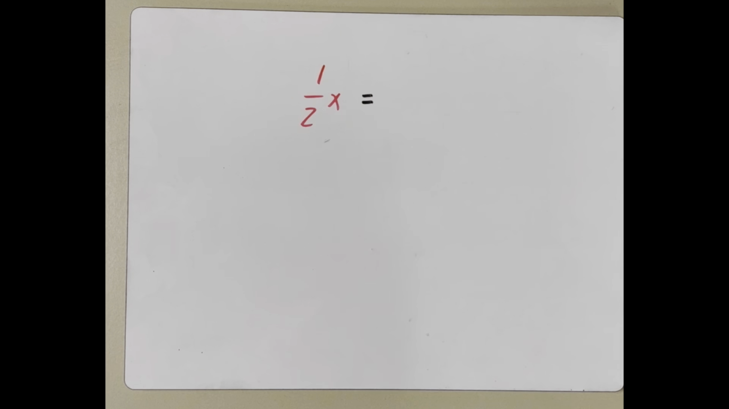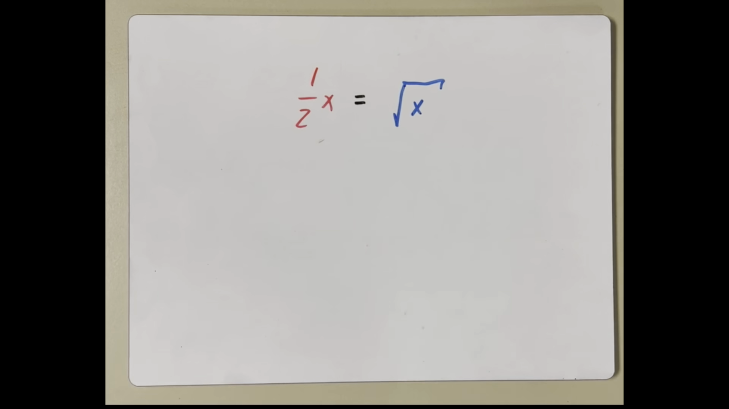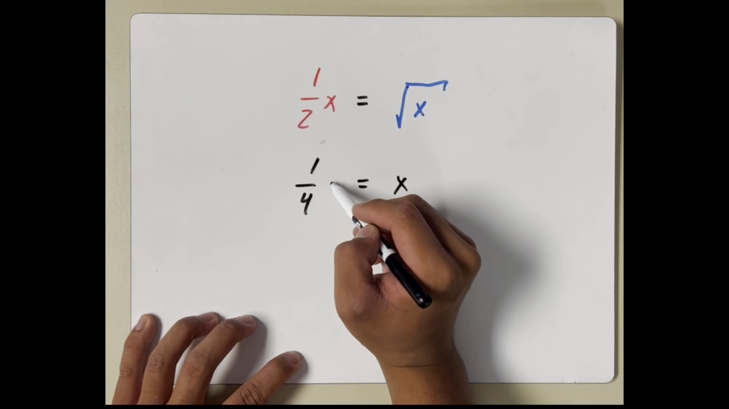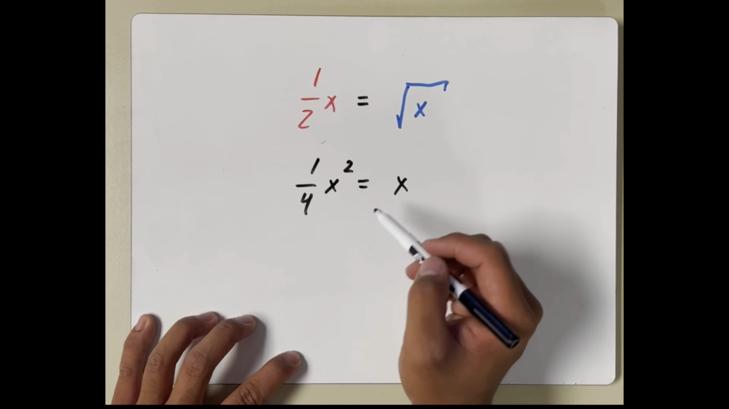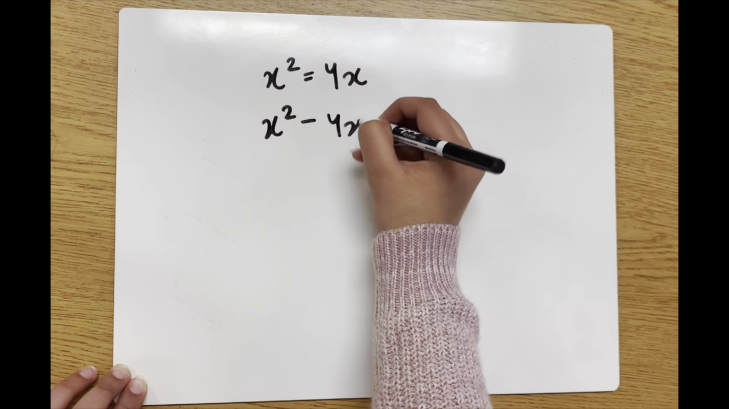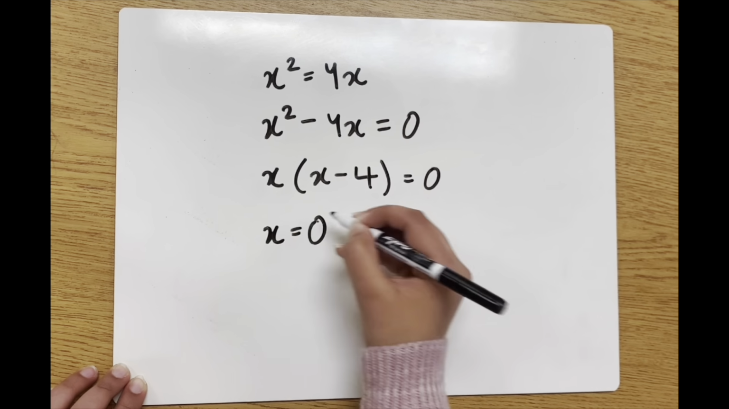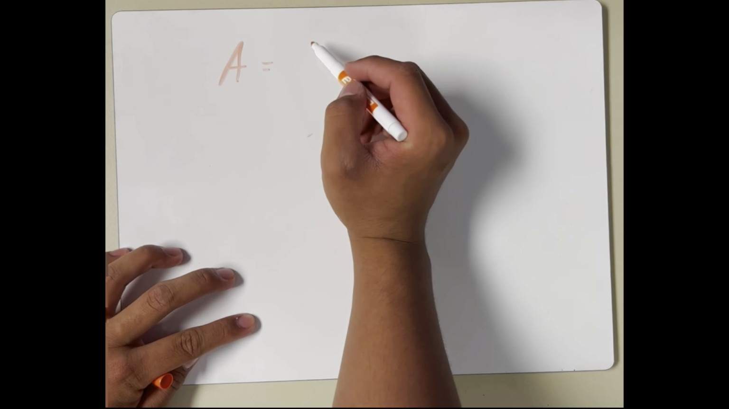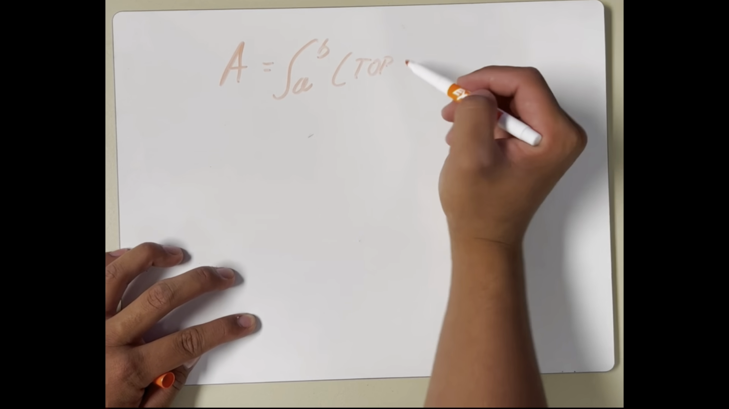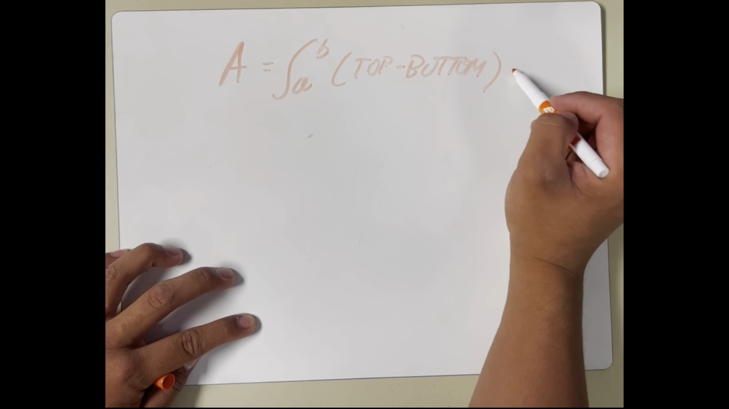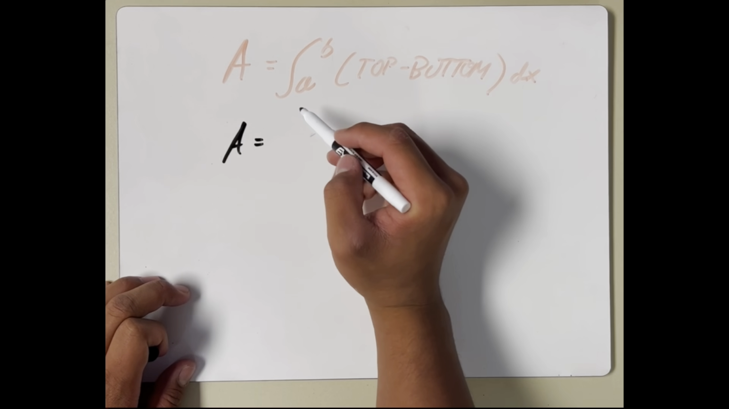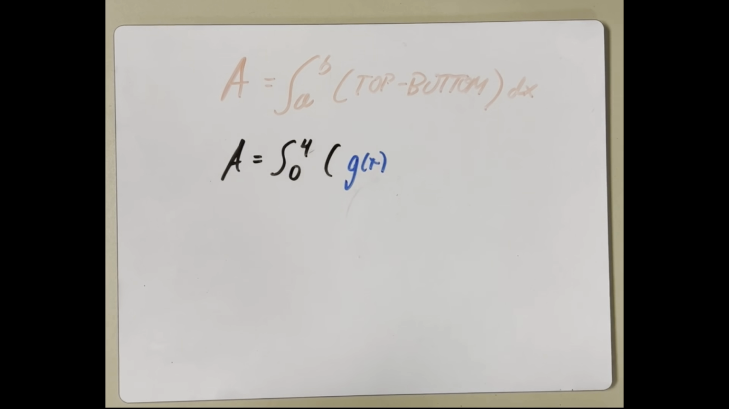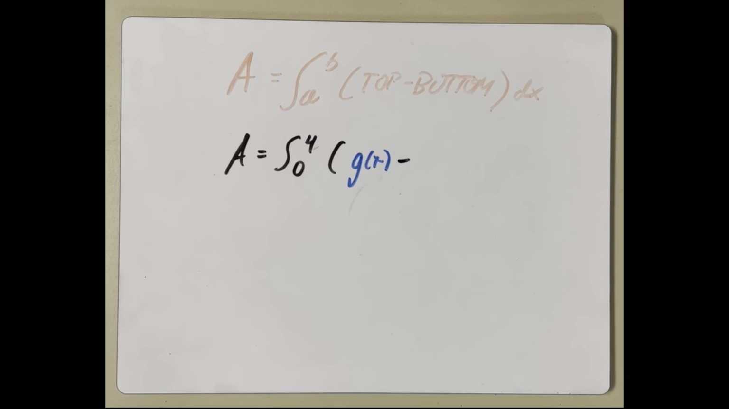We can also set the two functions equal to each other in order to find the x value at which the two functions intersect. Now we're going to set up our integral to find the area between these two curves. From the graph we can see that g of x will be our top function and f of x will be our bottom function.